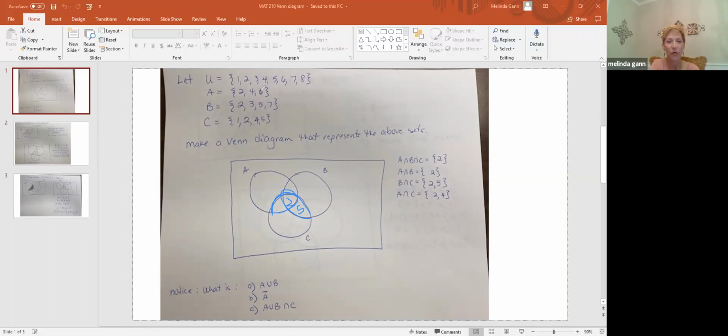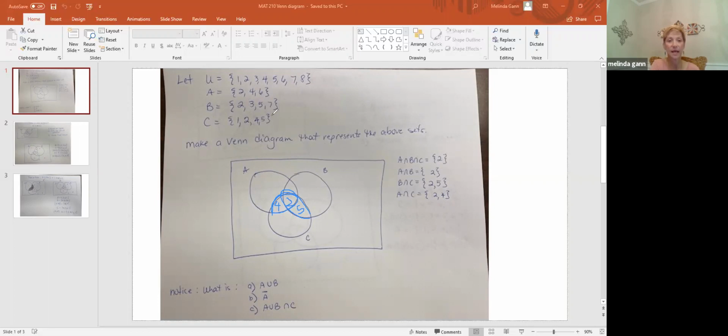A and C both have a 2 and both have a 4. So you put a 4 right there. Okay, so 2 was in all 3 sets at the same time. A and B, see, A and B overlap in that teardrop shape and they only have a 2 in there.